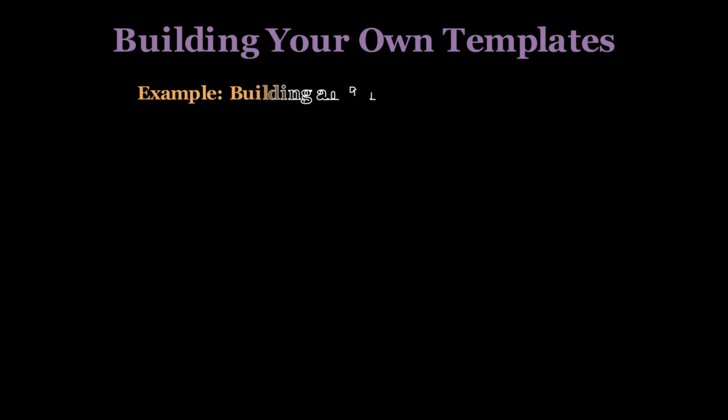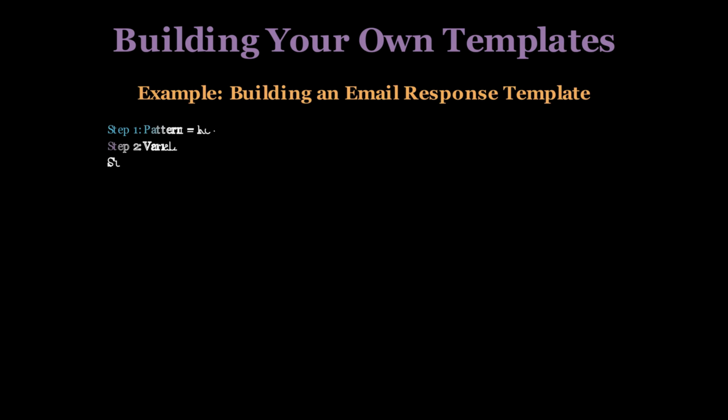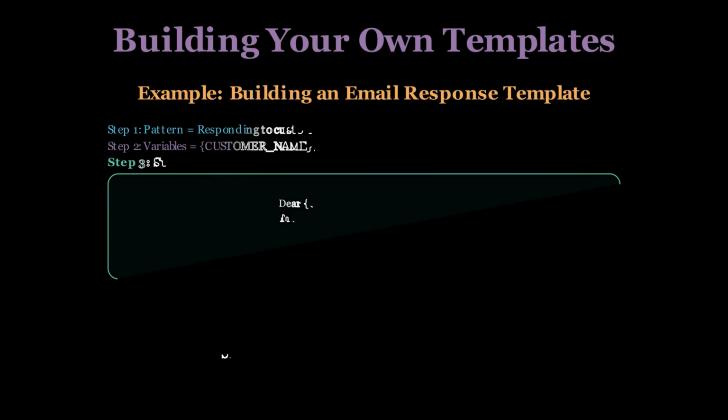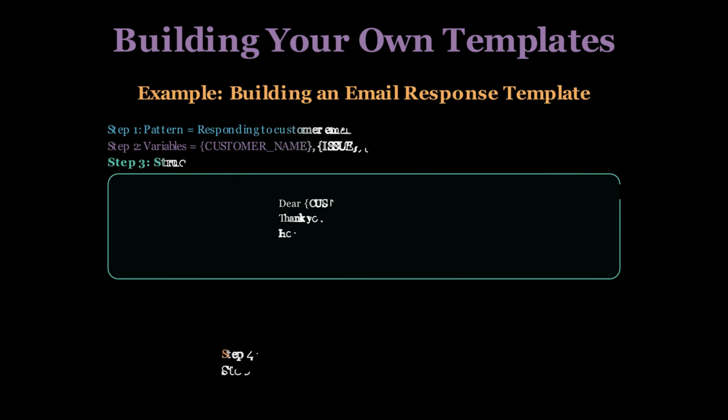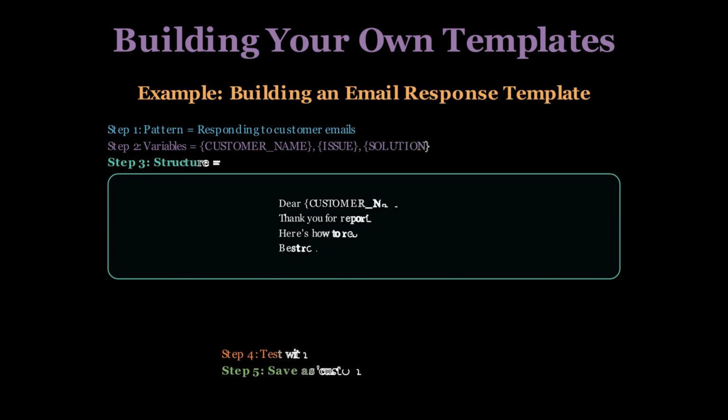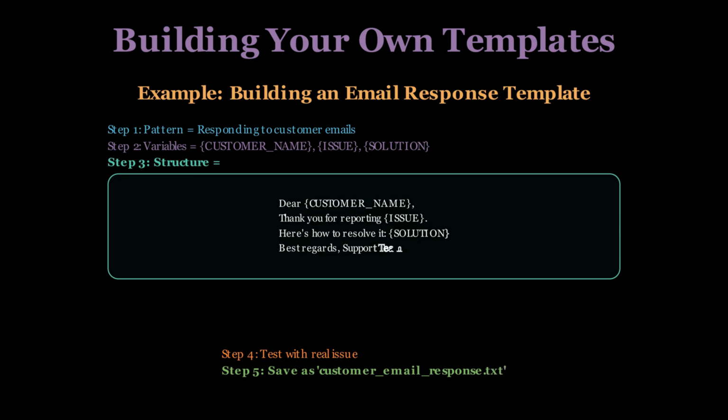Here's an example. Step 1. The pattern is responding to customer emails. Step 2. Variables are customer name, issue, and solution. Step 3. Write the structure with placeholders. Step 4. Test with the real issue. Step 5. Save as customer_email_response.txt. Now you have a reusable template.